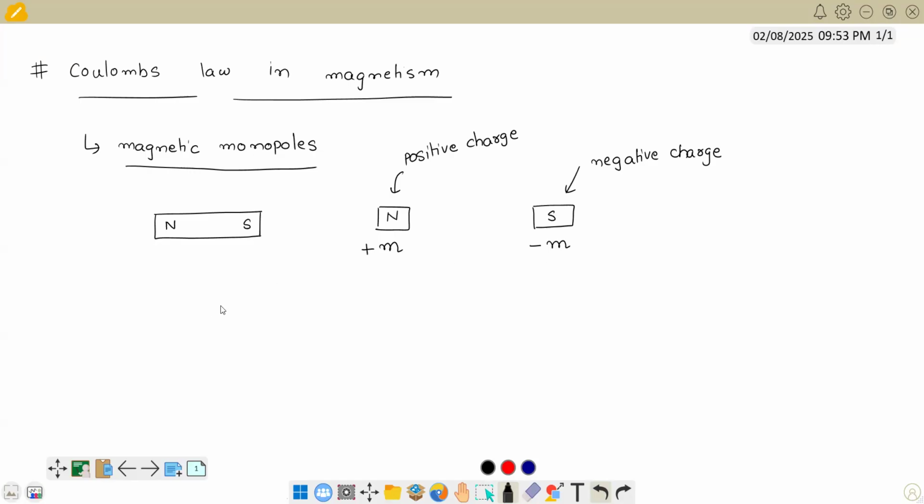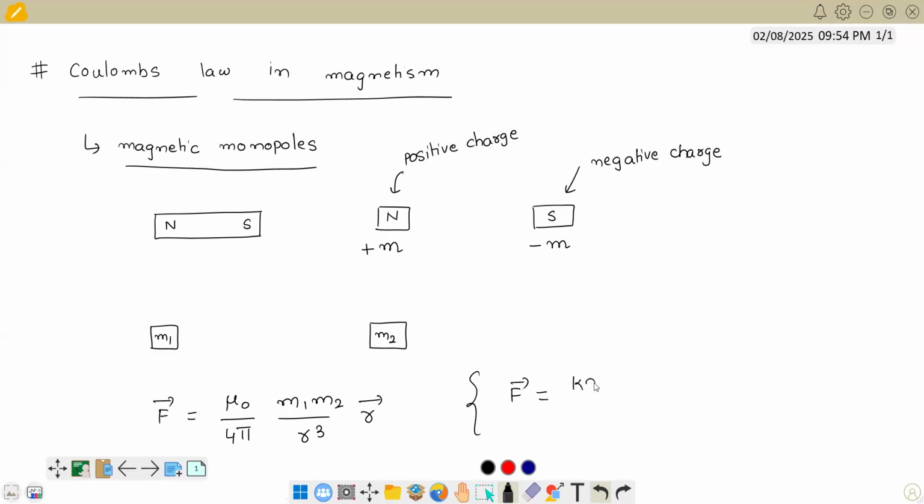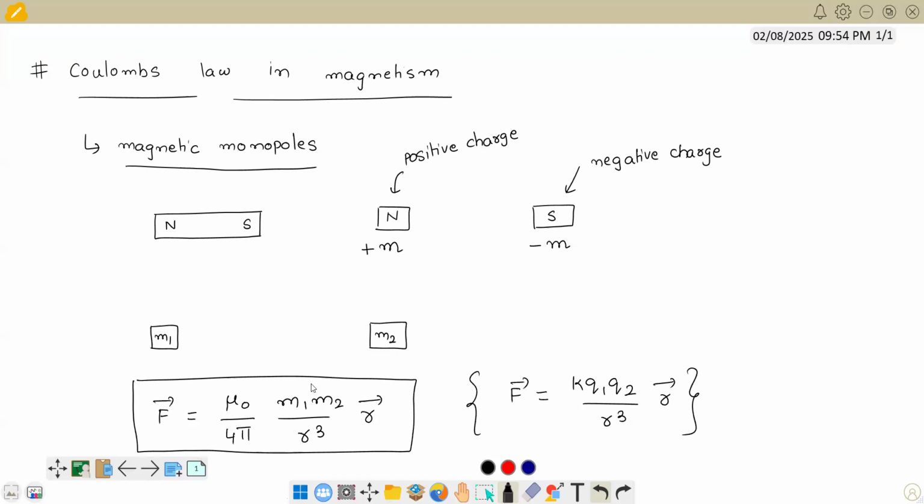If this is the situation, suppose you have two magnetic monopoles, what does Coulomb's law state? If you have two magnetic monopoles M1 and M2, what is their pole strength? We don't know. What is their charge? We don't know. The force between them, F bar, would be mu naught by 4 pi M1 M2 by R cube into R bar. This is similar to F bar equals K Q1 Q2 by R cube into R bar. This is the vector form of Coulomb's law. Just like we have Coulomb's law for charges, we have the force equation between the magnetic monopoles.